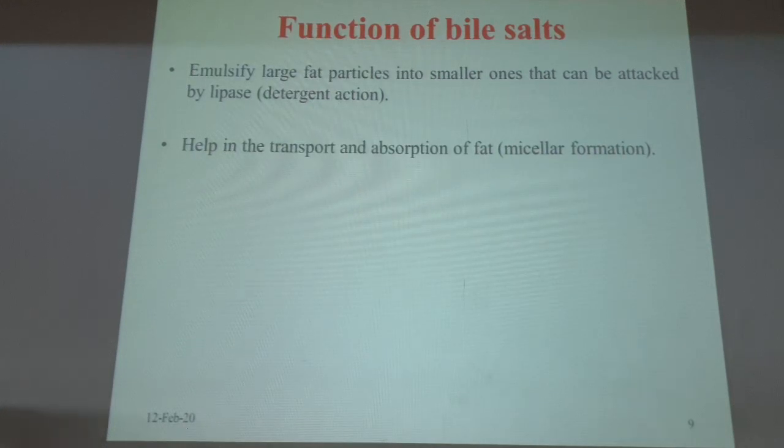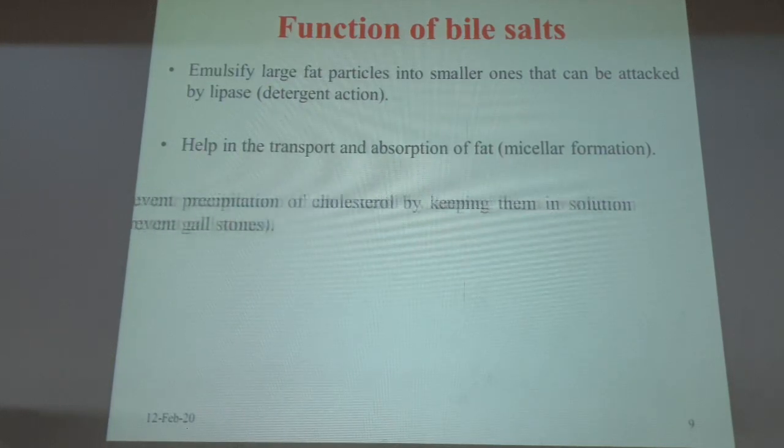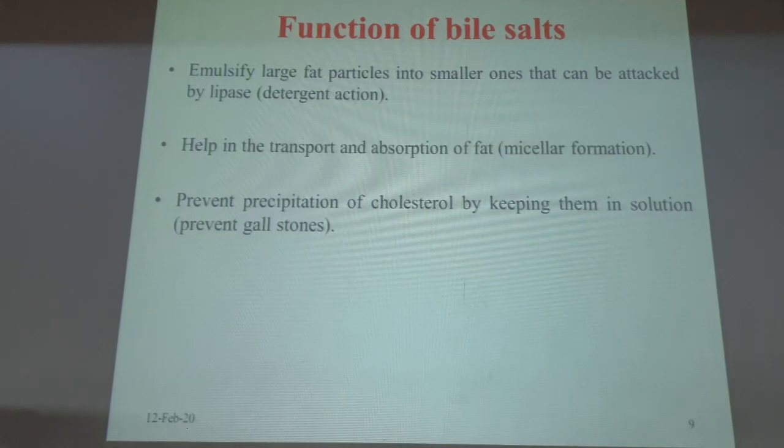Bile salt also prevents precipitation of cholesterol. Cholesterol is soluble in the bile. If there is a balance between the amount of bile salt and the amount of cholesterol, the cholesterol will not precipitate and there is no cholesterol stone formation. But if there is excess cholesterol, either from lipid disorders or from the diet, what happened? Cholesterol might precipitate and there will be formation of stones.